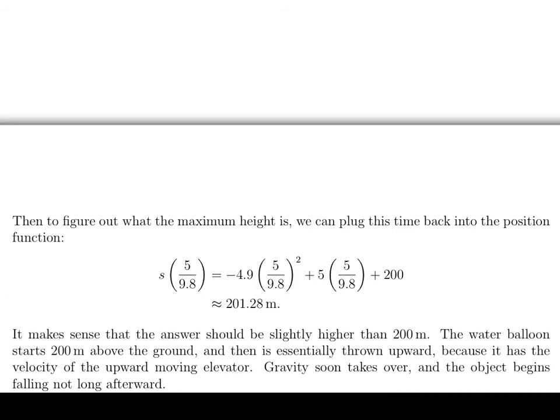Now, it should make sense that the answer we're getting here is just a little bit bigger than 200 meters. The water balloon is going up the elevator, and when we hit the height of 200 meters, the kid is releasing the water balloon, so it still goes up for a little while before it starts falling. So I was expecting to get some value that's a little bit more than 200 meters.